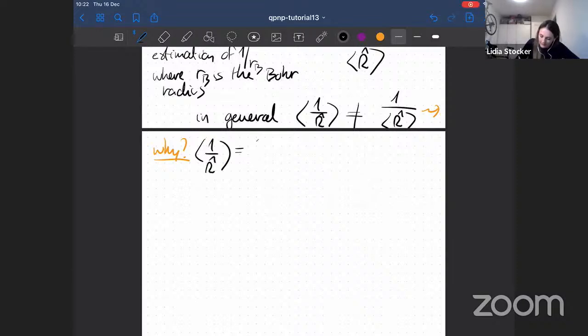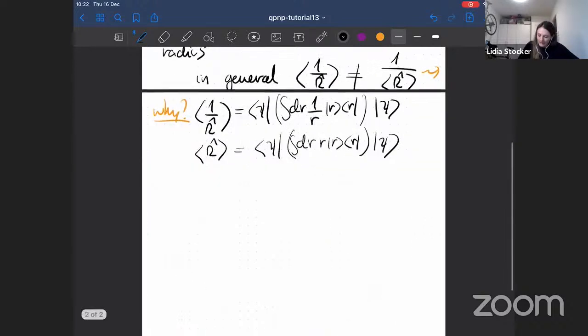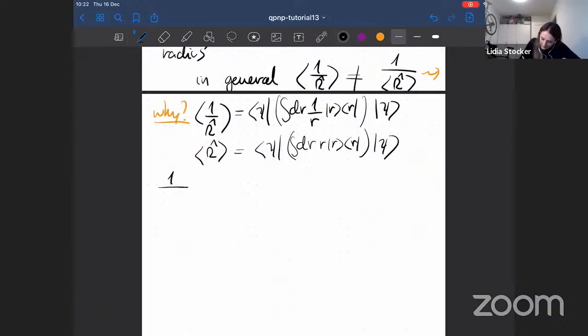One is defined as psi, integral over r, 1/r, and here psi, and the other is given as this. This is something I think you know by heart by now. R psi, so these are the two expectation values. This means that 1/r, like this, so 1 over the expectation value of the position operator will be 1 over like this. The R.